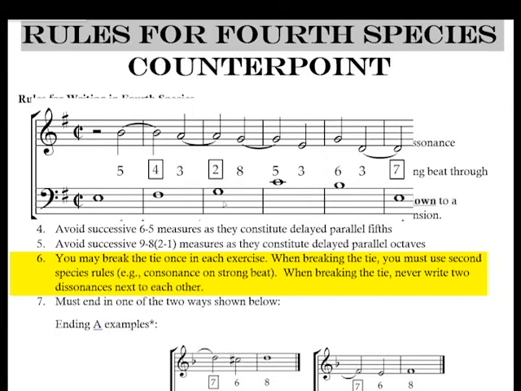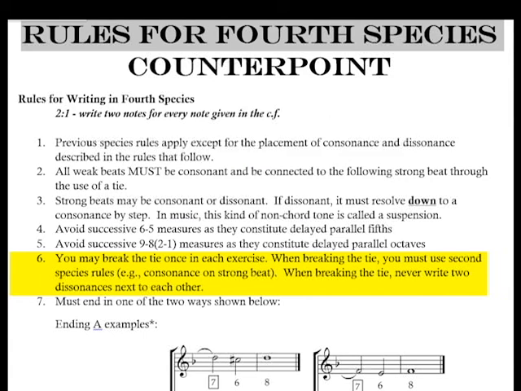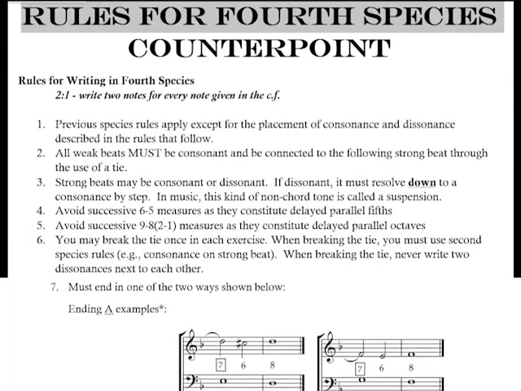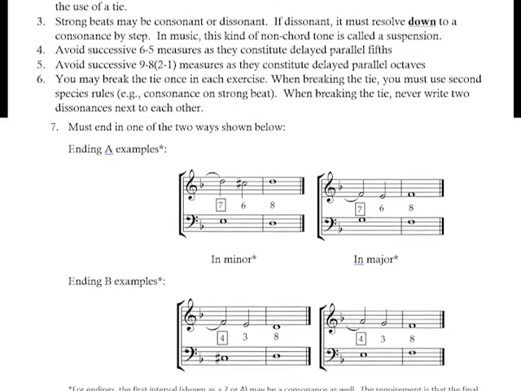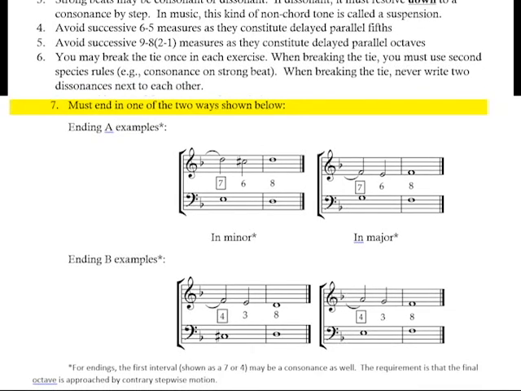But when you do break the tie, you must use second species rules. In other words, go back to how consonance and dissonance occurs in second species. But be careful. When breaking the tie, never write 2 dissonances in a row. And finally, you must end in one of the ways shown here. This can be tricky, but not insurmountable. Just remember that if you have a tie going to a dissonance, it must resolve downward by step.